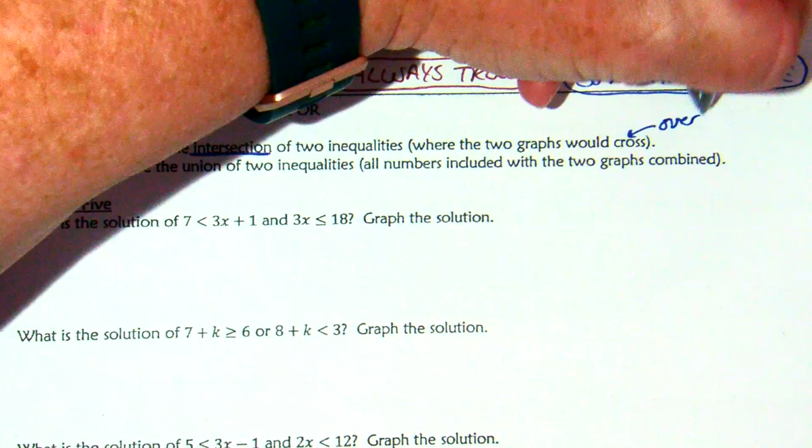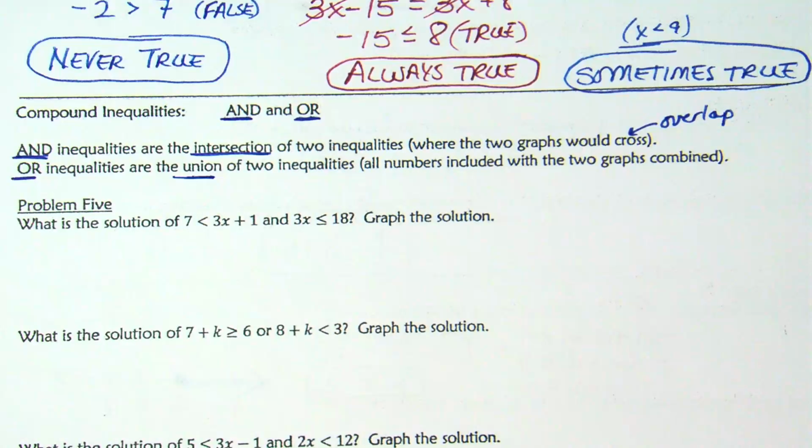Or statements or inequalities are referred to as the union. And that's just you shade whatever you graph whatever you're told to graph. You don't worry about whether they overlap or not. It's just if you're told to graph it, you graph it. They put it there as all numbers included with the two graphs combined. Okay. So good news about these, as you look at a first example, you still know how to solve them. We'll talk about how to express the answer and how to graph the answer. Those will be the keys.